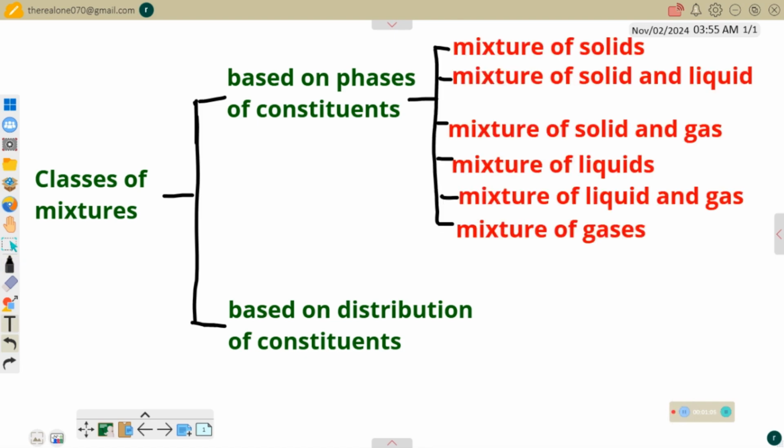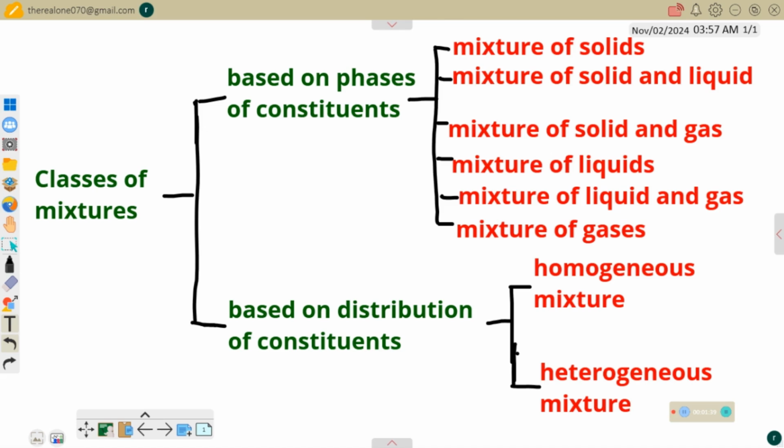Now, the first classification that is based on phases of constituents, we have mixture of solids, mixture of solid and liquid, mixture of solid and gas, mixture of liquids, mixture of liquid and gas, and finally, mixture of gases. Then, based on distribution of constituents, we have two important classifications: homogeneous mixture and heterogeneous mixture.